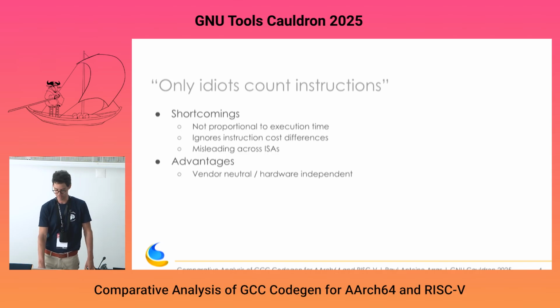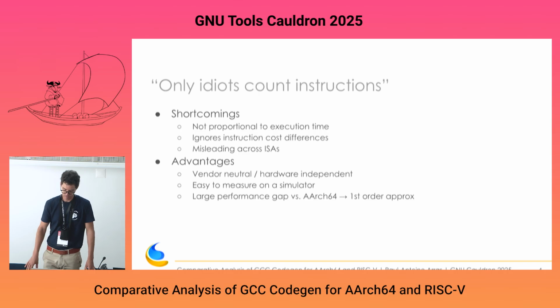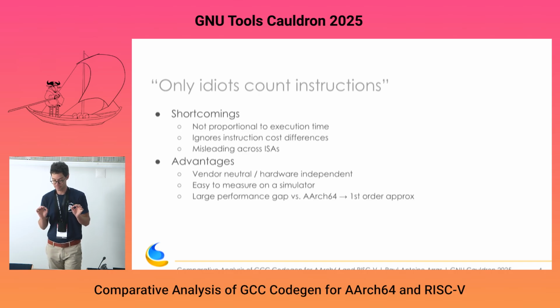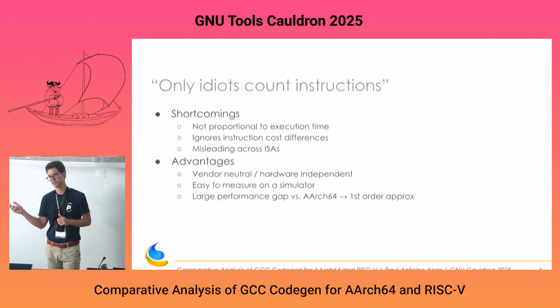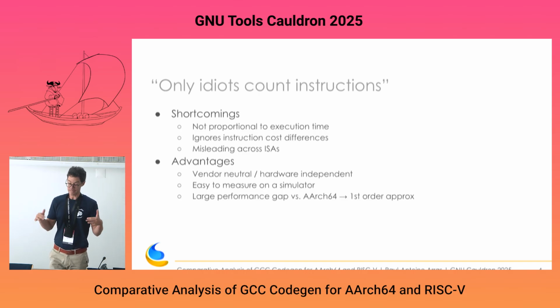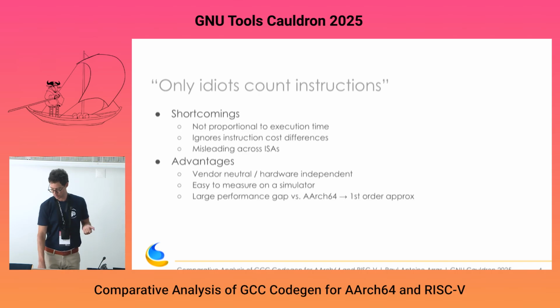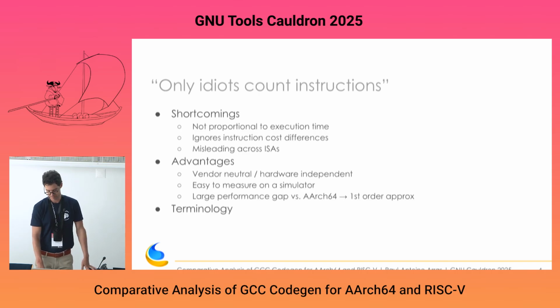But there are a few advantages. First, it's vendor neutral, so it doesn't, let's say, favor any specific hardware or design. It's easy to measure with the simulator, which we did. More about that in a minute. And also because in this precise case, it's known already that there's a large performance gap between AArch64 and RISC-V, it can be a good first-order approximation for performance.